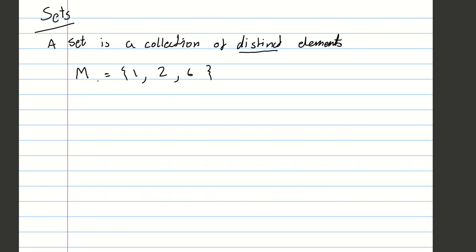To show which element is in the set, we can write 1 belongs to M. And if you want to show that it does not belong, you can write 7 does not belong to M. This sign means belongs to, and this means does not belong to.